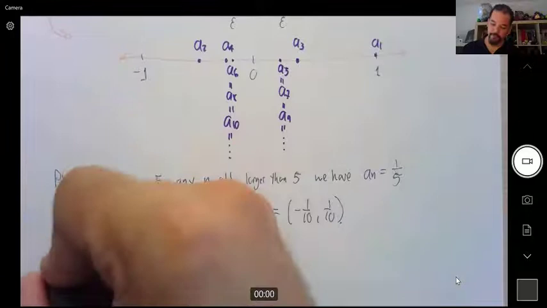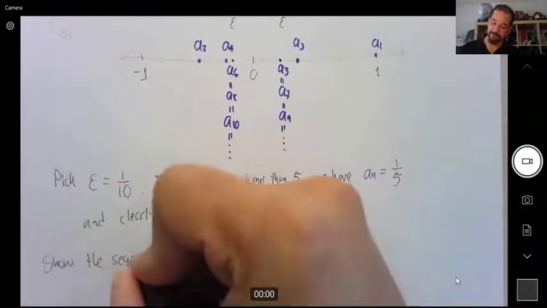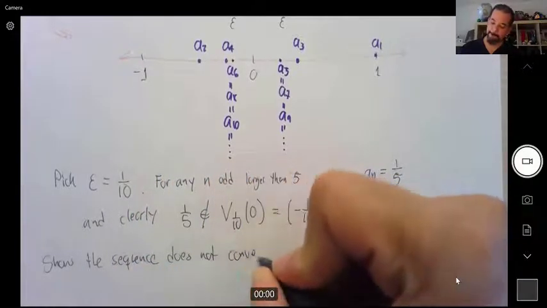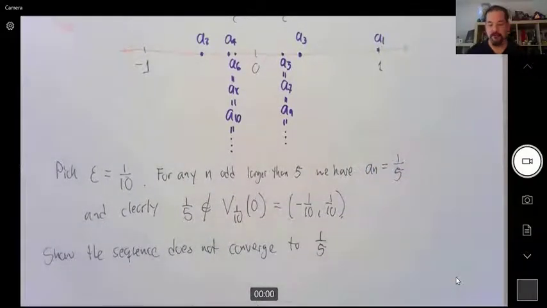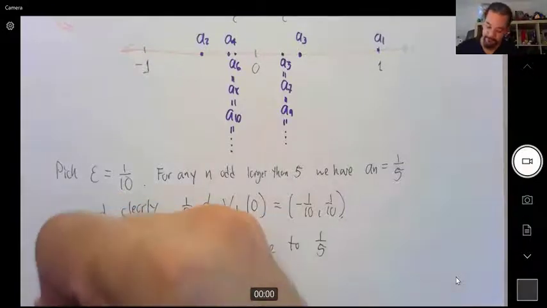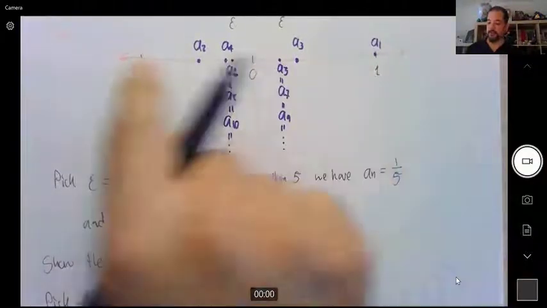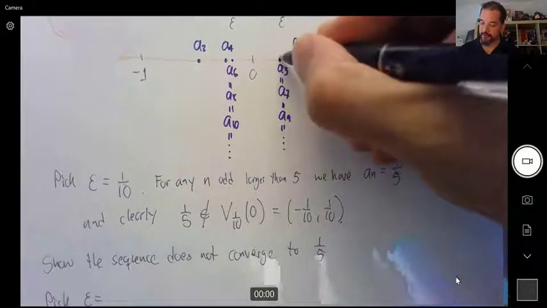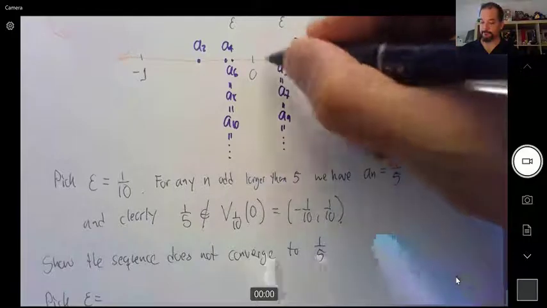So that was the first part. Now let's show the sequence does not converge to 1/5, right? What epsilon should we pick? Let's go to the picture right here. So now we need to center it right here around 1/5. Now the interval is centered here. So how big should we make it?